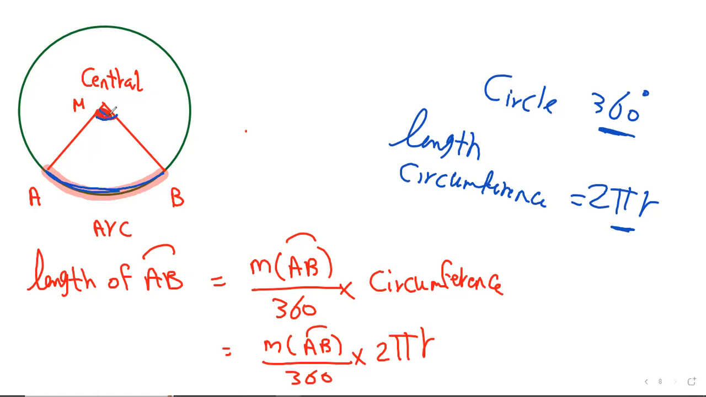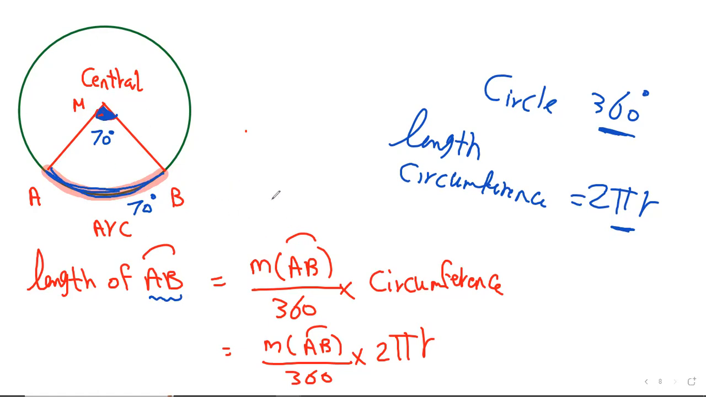There is a kind of relation between the central angle and the measure of the opposite arc. The central angle is equal to the measure of the opposite arc. So let's say this angle is 70 degrees. So the measure of this arc will be 70. They are equal in measure. What if I want to find the length of AB? You know, the length of AB is a part of the circumference.